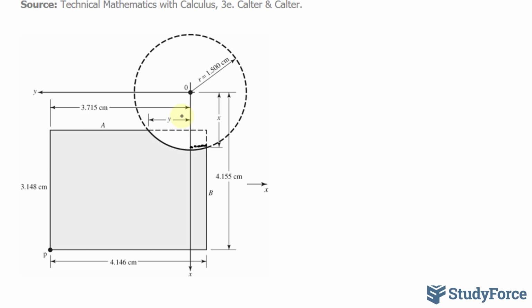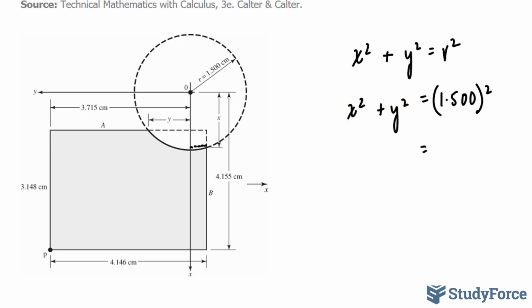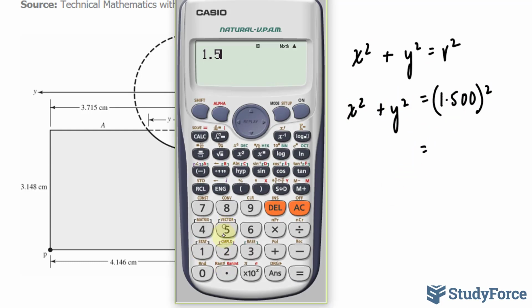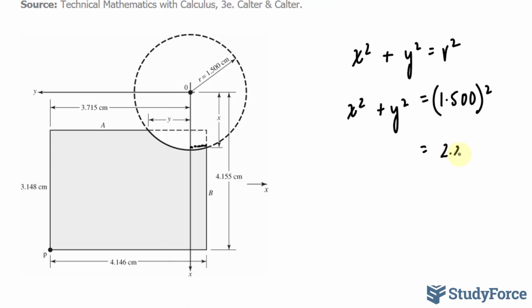If a circle is centered at the origin, it gets the equation x squared plus y squared is equal to r squared. And our radius is 1.500, while the left side remains the way it is. Let's find out what the right side is equal to. To the power of 2, we end up with 2.250, just to keep the right amount of significant figures. This equation represents the circle.